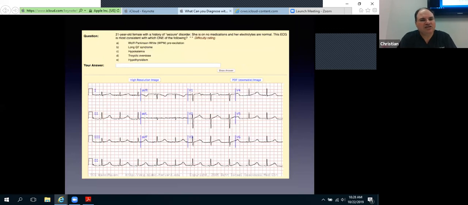The next example is a 21-year-old female with history of seizure disorder. She's on no medications. Her electrolytes are normal. The ECG is most consistent with which of the following? Wolff-Parkinson-White, long QT syndrome, hypokalemia, tricyclic overdose, or hypothyroidism.